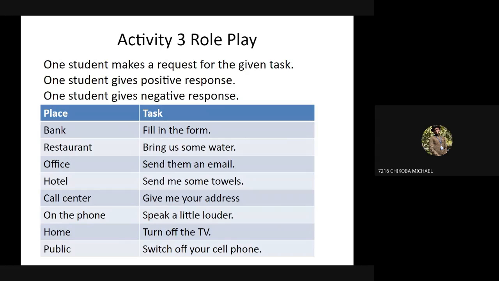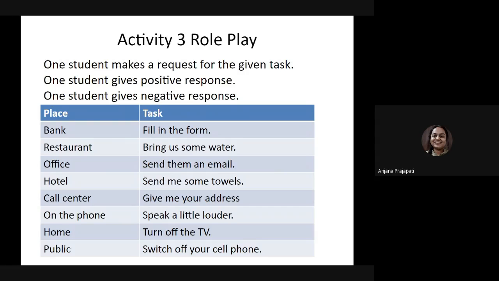So there is a table. The name of the place is given there, and then there are tasks like fill in the form. Can you see that? What you have to do is write the dialogues, as in a conversation that can happen if this task needs to be achieved. You have to write the dialogue for two people. One person makes a request of filling the form in the bank, and the other person responds to the request.